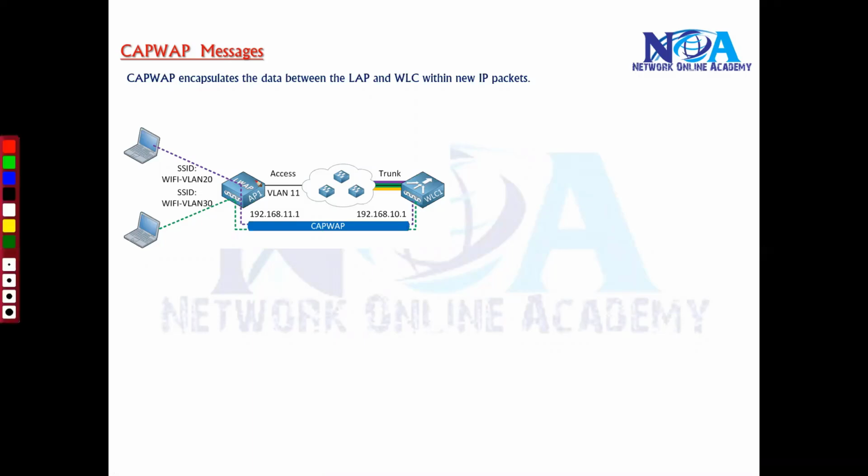The next thing we'll try to understand about the CAPWAP messages. Like previously, we have discussed that the access point is going to discover the WLC, and then it is going to join that particular WLC, and then it is going to build some kind of CAPWAP tunnels.